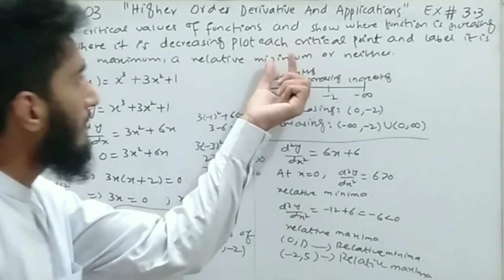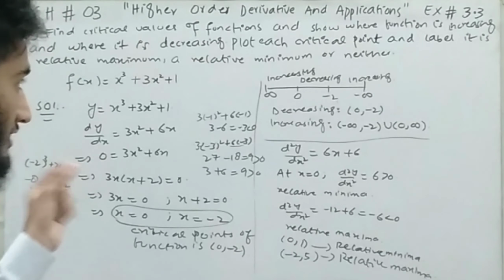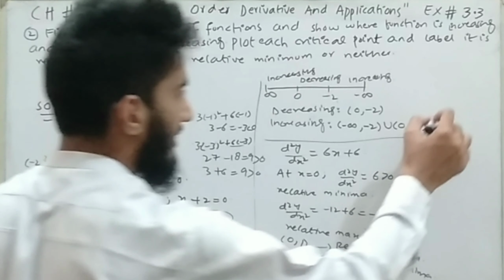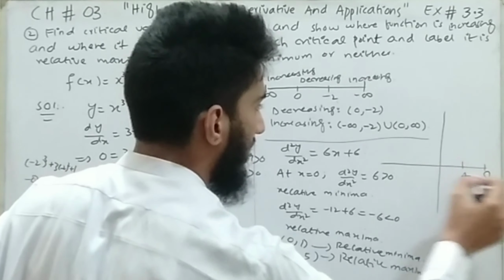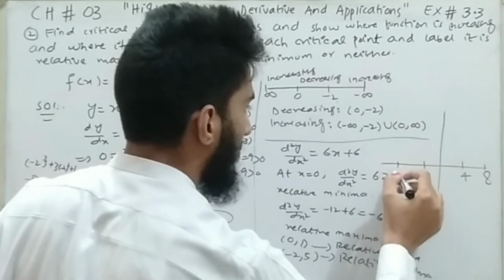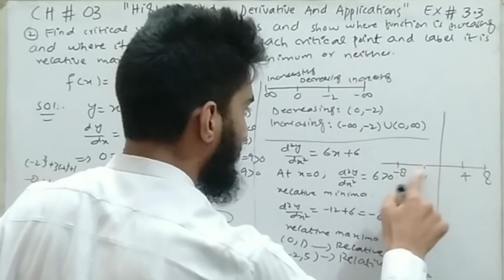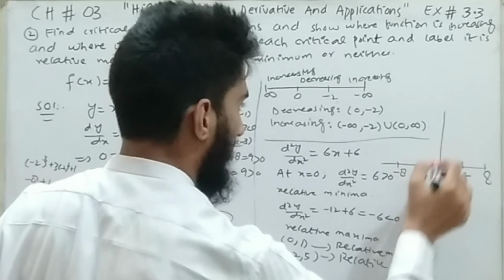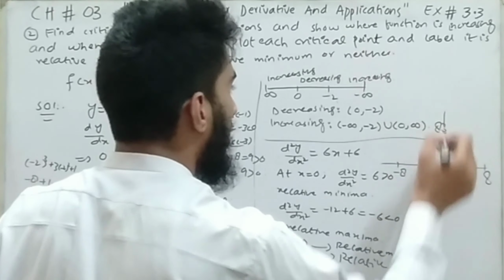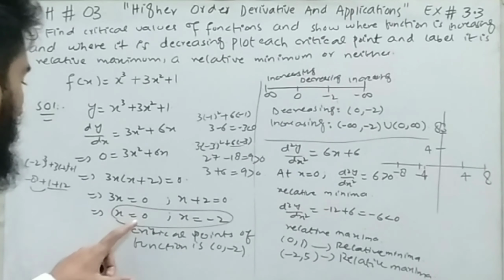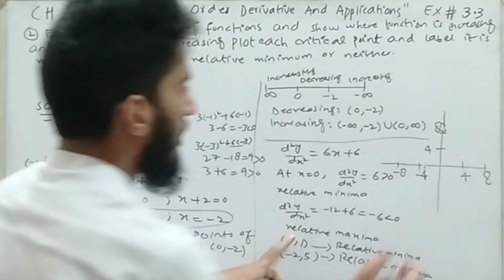Now plot each critical point and label it as a relative maxima or relative minima or neither. So let's suppose this is the graph. Let's suppose this is 4, this is 8, this is minus 4, and this is minus 8. This is minus 4, this is minus 8. Let's suppose this is 4 and this is 8. Now at x is equal to 0 we have a value of y is 1.